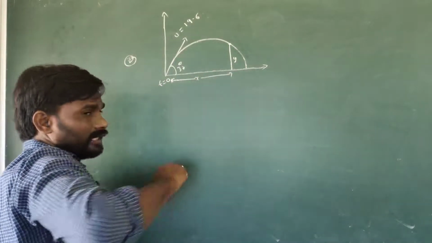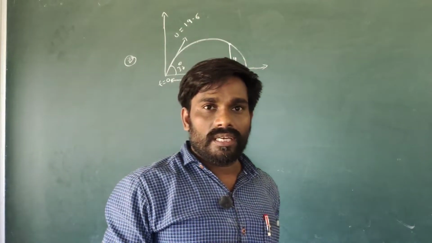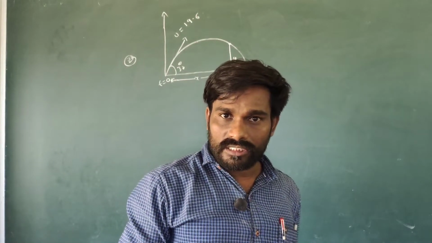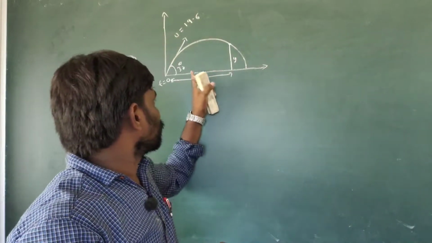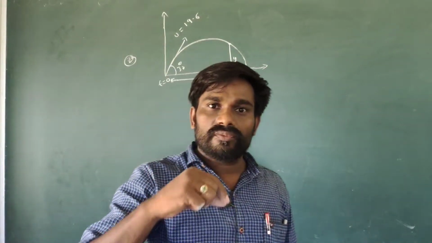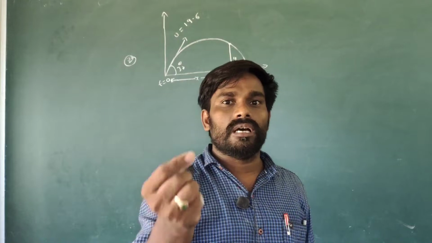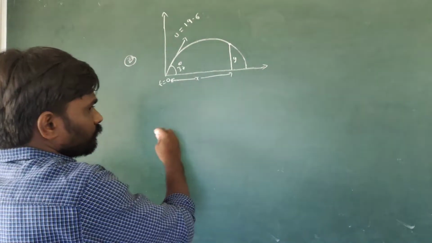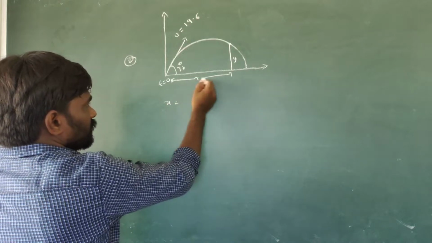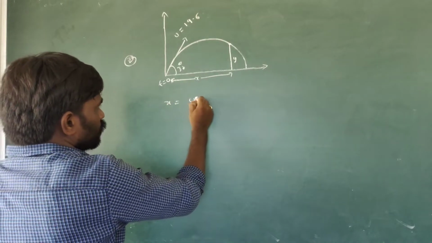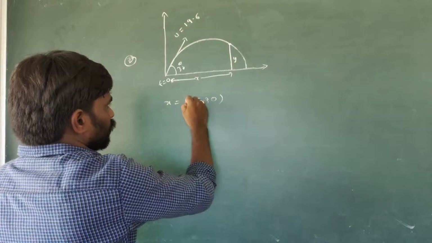Once again, when a body is projected with some velocity 19.6 meters per second at an angle of projection of 30 degrees, after 1.5 seconds find the position of the body. First of all, x is the horizontal distance, and the formula is x is equal to u cos theta into t.